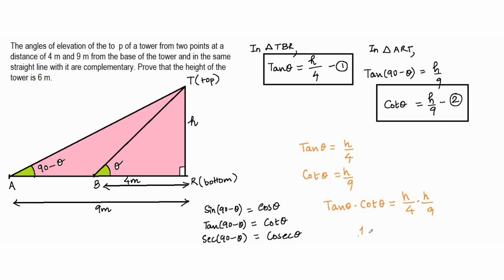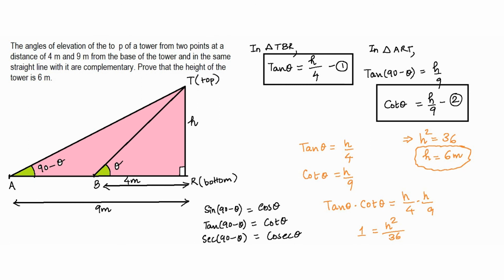Now tan into cot is 1, which is equal to h into h is h square upon 4 nines are 36. And this implies h square is equal to 36, which means h is square root of 36, which is equal to 6 meters. Therefore, the height of this particular tower is 6 meters.